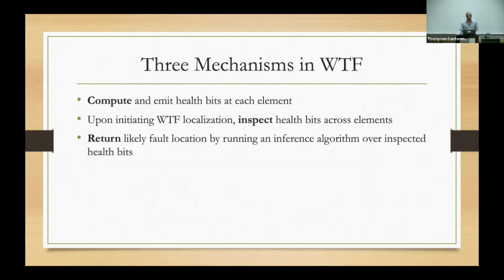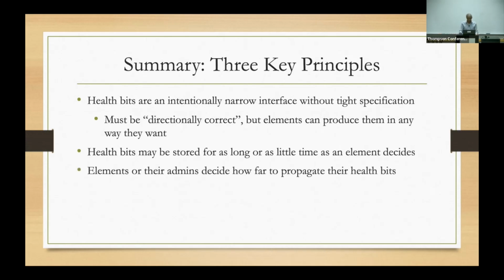So there are three mechanisms. There's a way to compute and emit health bits at each element, which is something that we're working on. Upon initiating that red button, the WTF, there's a way to inspect health bits, and you might proactively have collected them and stored them in various places. And then there's a way to run an inference algorithm to return the most likely fault location over the inspected health bits.